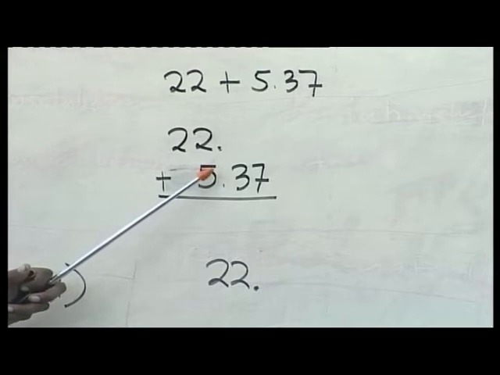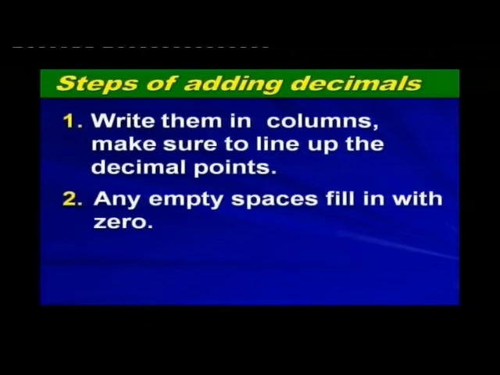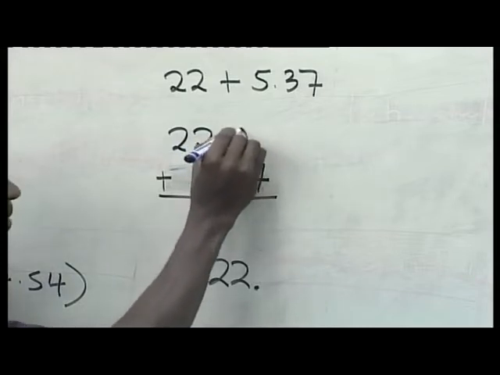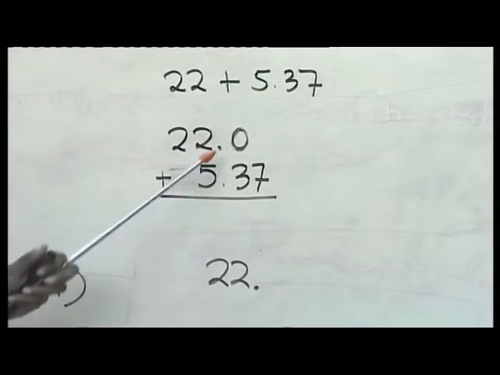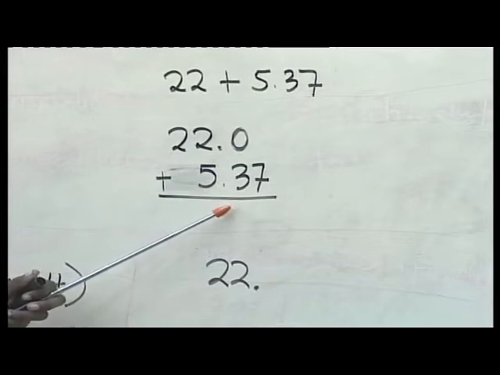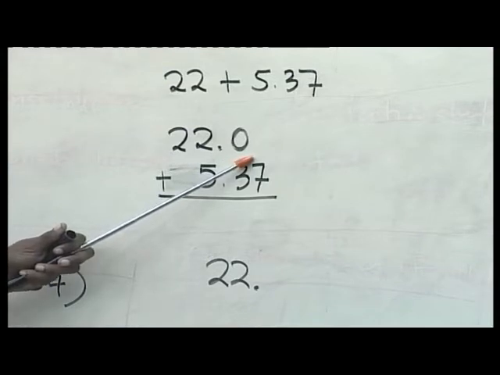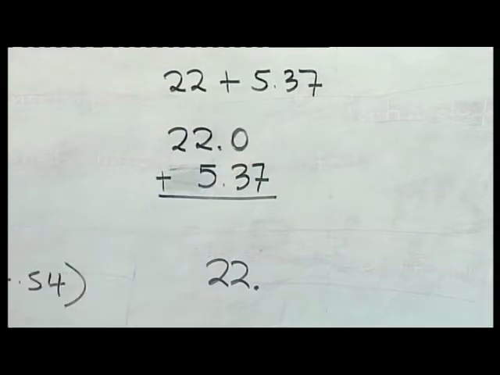Now, we go to the next step, step number 2. Class, what does step number 2 say? Okay, any empty space we fill in with 0. So, we fill in these spaces here. These are empty spaces, so we have to fill them with zeros. Because the second decimal number is to 2 decimal places, how many zeros do we put? 2 zeros.